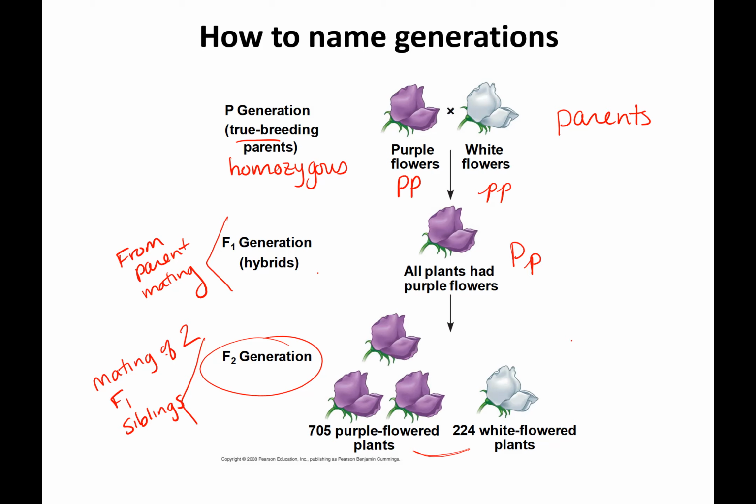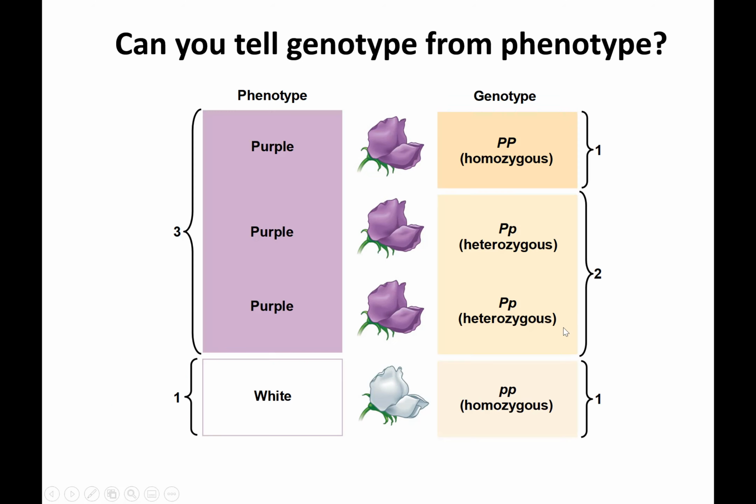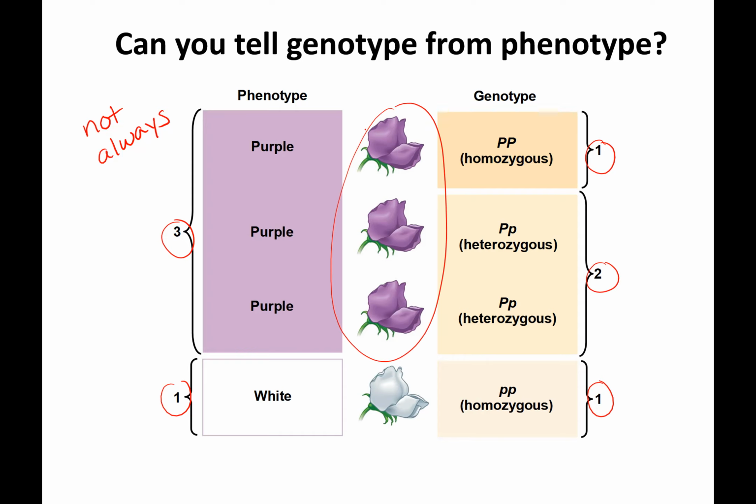So just to understand these definitions, we're going to come back to this idea. I want to reinforce the question, can you tell genotype from phenotype? And the answer is not always. All right, we did that monohybrid cross and we got a 3-to-1 phenotypic ratio, but a 1 to 2 to 1 genotypic ratio. So if you just knew all these flowers were purple, you wouldn't know which ones are carriers.